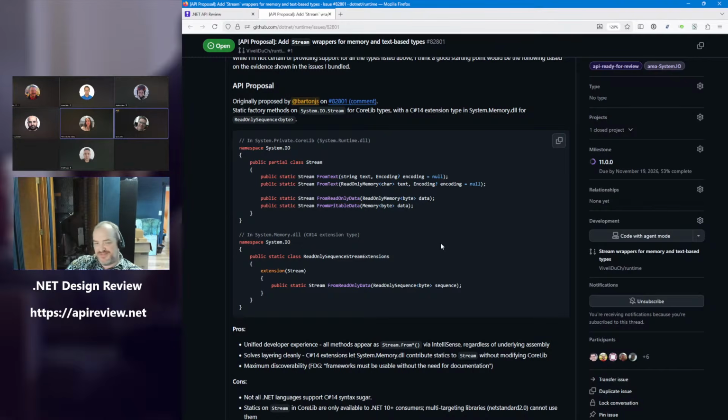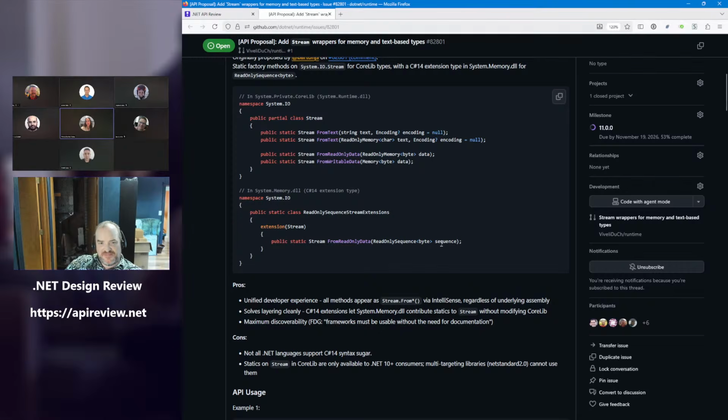Yeah, when we get to it, my question is just, why don't we consider pushing read-only sequence down if we need stream to work with it? We've pushed other types from System.Memory down into System.Runtime and CoreLib. So whenever is the appropriate time to consider that question, then we can. Yes, actually, I was going to talk about that. That was one of the options discussed, and is one of the alternative designs, I think alternative design 3.